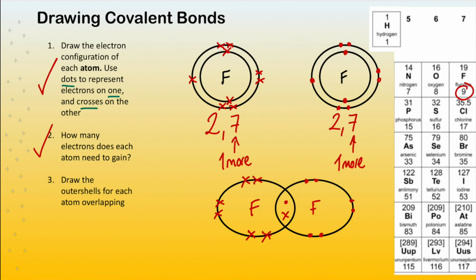But now, because of this overlapping region, each of them has gained 1 whole electron. So this left fluorine has got 1, 2, 3, 4, 5, 6, 7, 8. And the right-hand fluorine, 1, 2, 3, 4, 5, 6, 7, 8. So they both now have a full outer shell. And that's how we draw our covalent bonds.